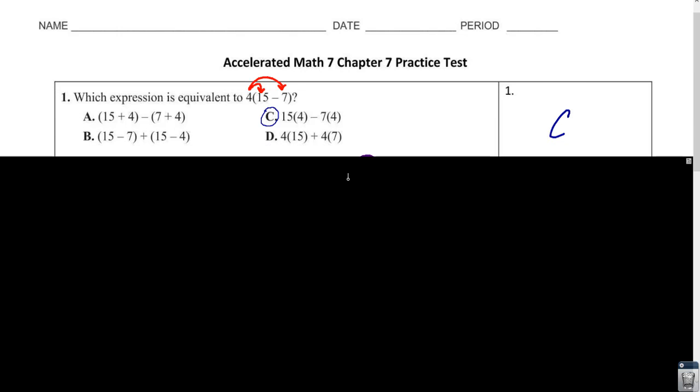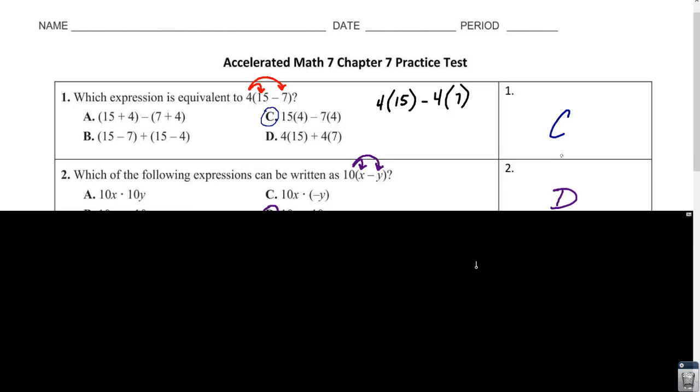The correct answer is C. What I would suggest is you create these rainbows. You think of the 4 times the 15 minus the 4 times the 7. So we have the 15 times the 4 minus the 7 times the 4. Now you might say, wait a minute. When you said it, you said the 4 times the 15 minus the 4 times the 7, but they wrote the 15 times the 4 minus the 7 times the 4. Remember, multiplication is commutative, so it doesn't matter whether we do the 15 times the 4 or the 4 times the 15. Either way, we're getting 60.